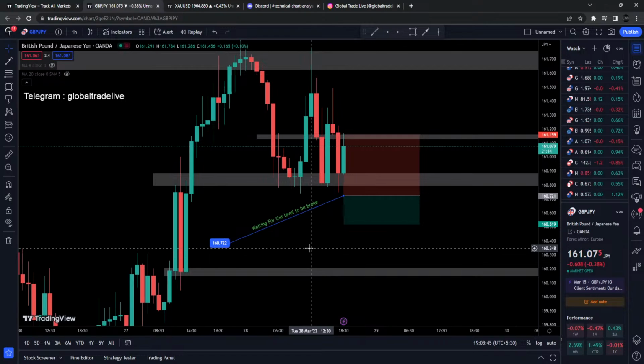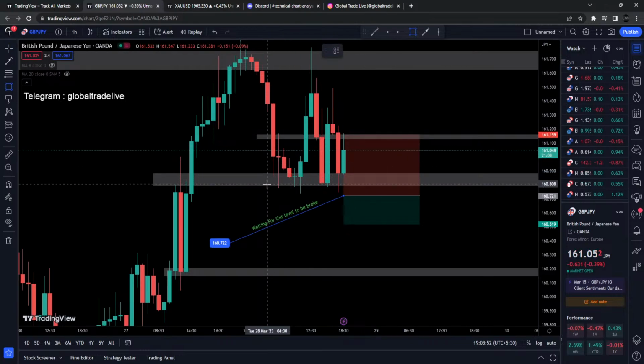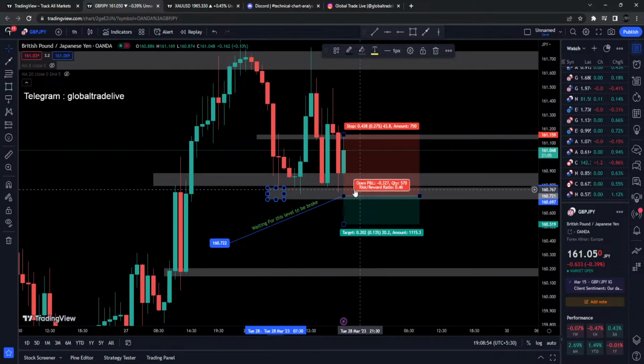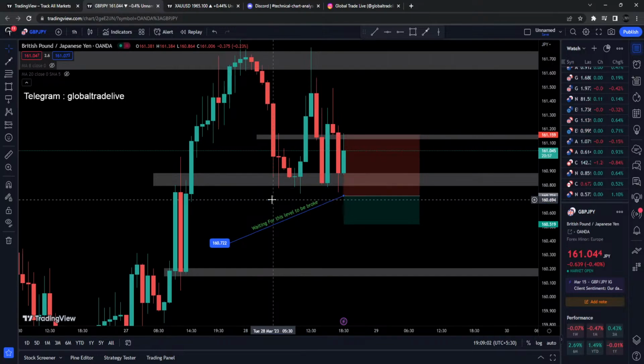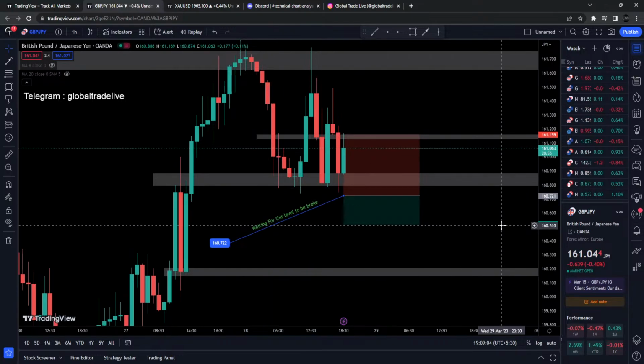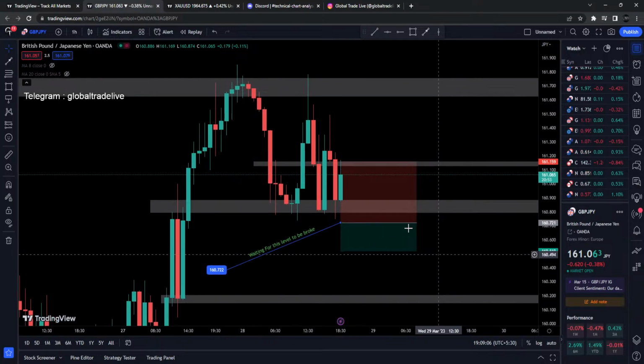The 160.722 is a very strong area, because all these wicks have failed, these candles have failed to go below this area. So I'm just gonna wait, watch.